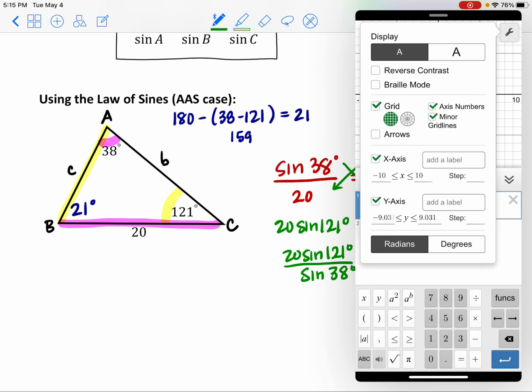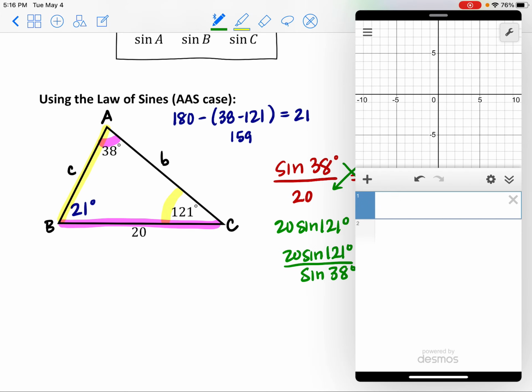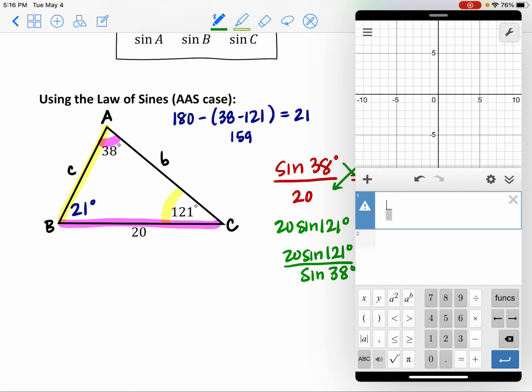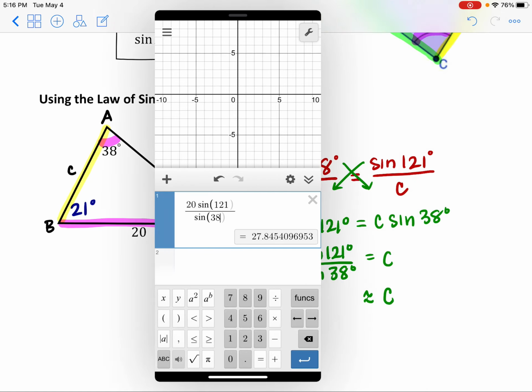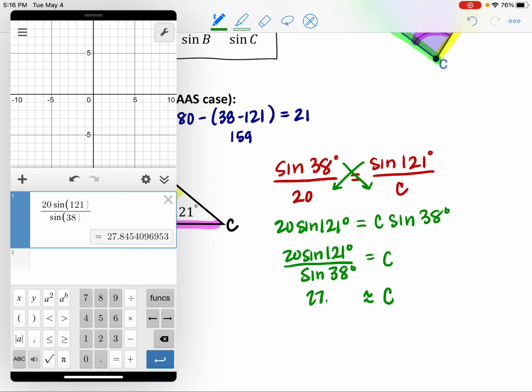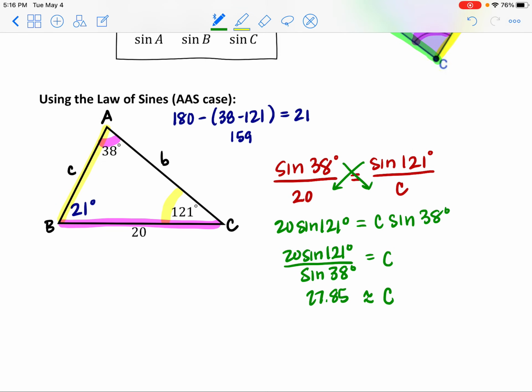And just make sure if you're using Desmos or your calculator that you are in degree mode, because the default for just about any calculator is going to be radians. So we have a fraction on the top, 20 times the sine of 121, and then on the bottom, the sine of 38, and that gives us a side length that is approximately 27.85. I think hundredths place would be suitable there. So this side now I can say is not equal to, but is about 27.85.